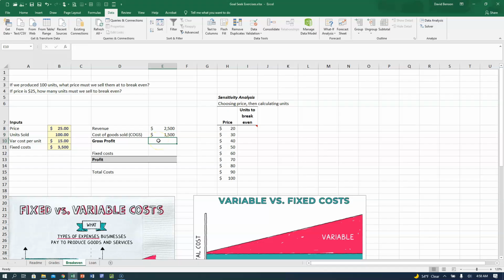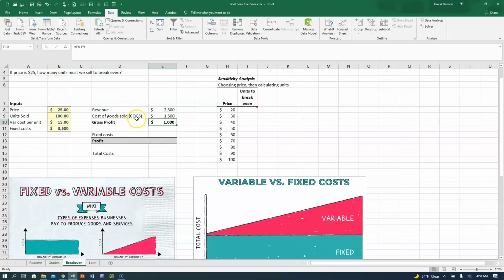So gross profit is just equal to the revenue minus the cost of goods sold. So E8 minus E9. So I've got $1,000 of gross profit, and now I need to cover my fixed costs. So fixed costs, I'm just going to point to this cell with fixed costs. And profit is going to be equal to this $1,000 of gross profit minus my $3,500 of fixed costs, so E10 minus E12. Being in parentheses means I'm losing $2,500.